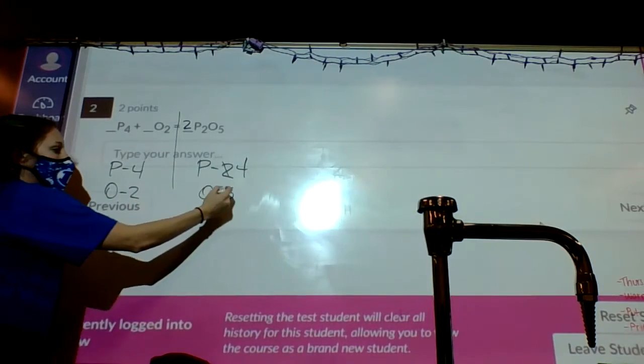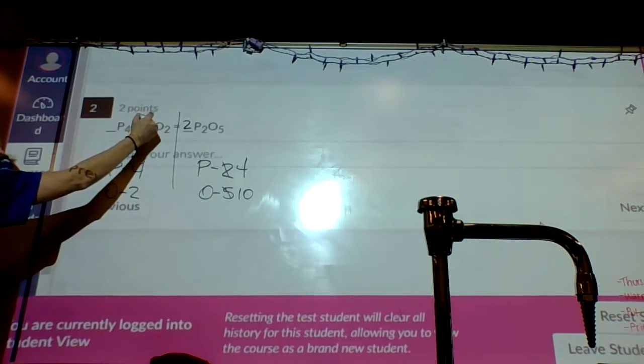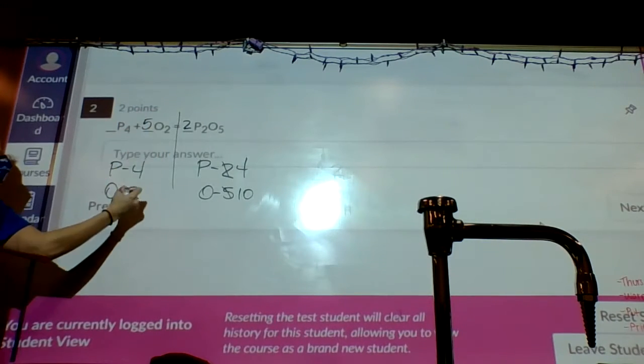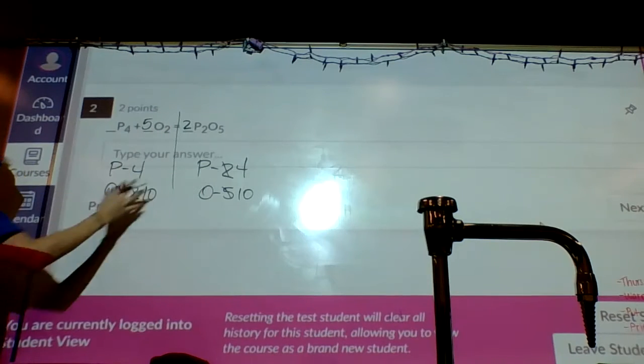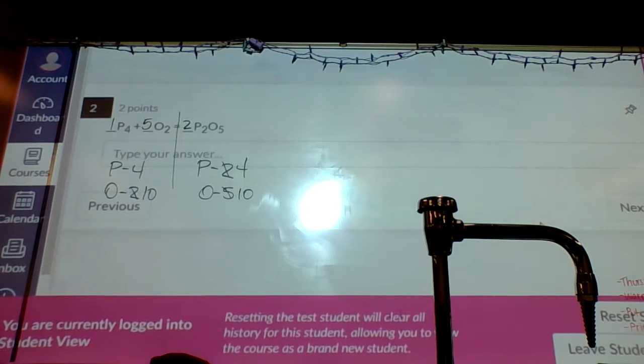10. So now you have to put a 5. This would be a 5, because 5 times 2 gives me 10 oxygen. I don't have to worry about my P's because they're balanced. So this answer would be 1, 5, 2. So all you type is 152, enter. No commas, no spaces. Just 152. It seems like you have got it figured out.